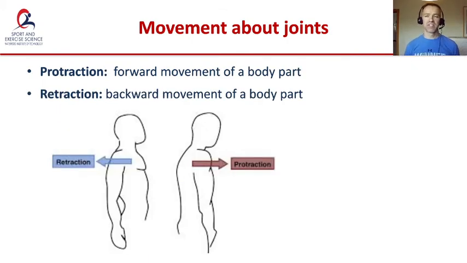We can also, specific to our shoulder joints, protract and retract. Protraction is the forward movement of a body part. We can pull our shoulder blades forwards. Retraction is movement of a body part backwards. We can retract our shoulder blades. So we can protract and retract.